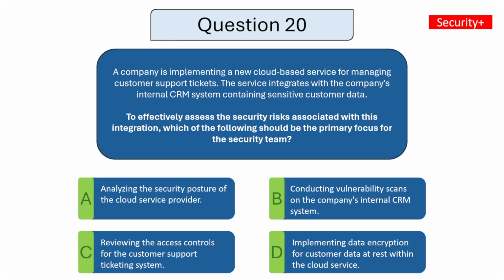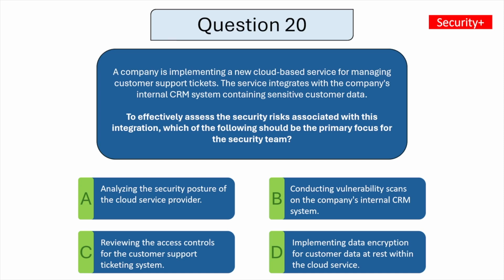Question 20. A company is implementing a new cloud-based service for managing customer support tickets. The service integrates with the company's internal CRM system containing sensitive customer data. To effectively assess the security risks associated with this integration, which of the following should be the primary focus for the security team? A. Analyzing the security posture of the cloud service provider. B. Conducting vulnerability scans on the company's internal CRM system. C. Reviewing the access controls for the customer support ticketing system. Or D. Implementing data encryption for customer data at rest within the cloud service.